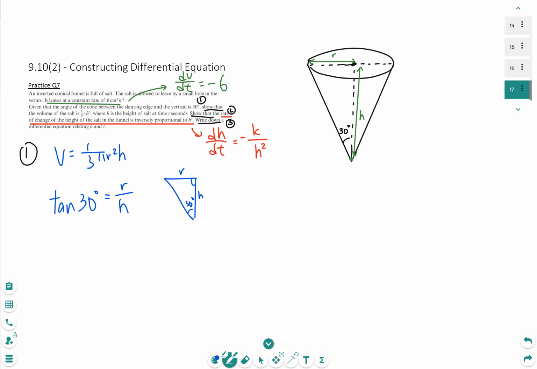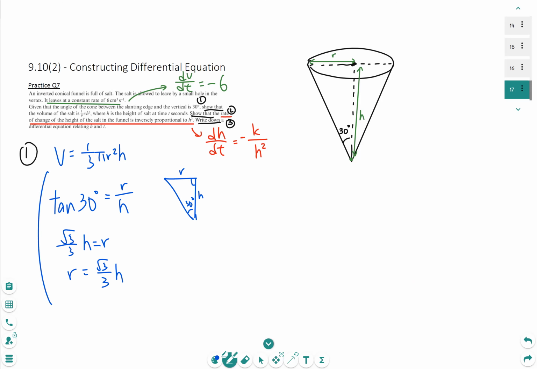That's radius, that's h. So we can use trigonometry, so that we can make radius the subject. tan 30 degrees, put in a calculator, is √3/3. So it's √3/3 h equals radius, and we will write that on the left hand side.